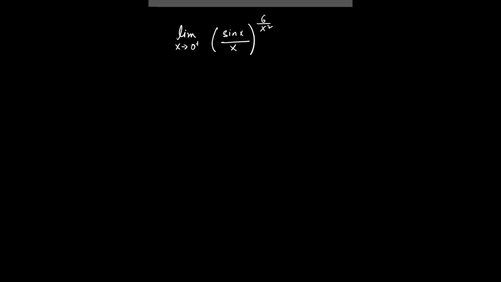Hello everyone, let's take a look at how we can approach this problem: the limit as x approaches 0 from the right of (sine of x over x) raised to the 6 over x squared. So we always first ask ourselves, is it in an indeterminate form?